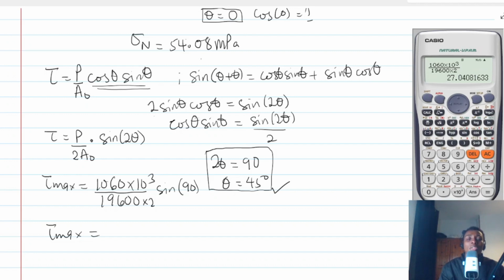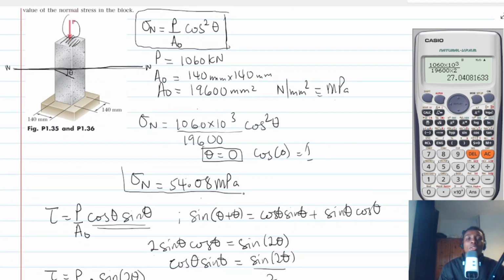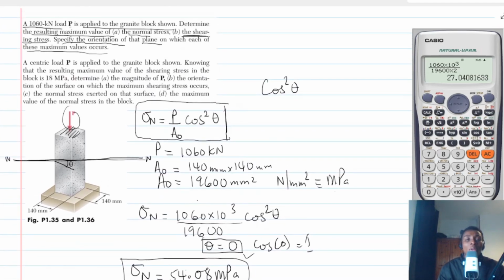The maximum value of the shearing stress is 27.04 megapascal, and it occurs at theta equals 45. The maximum value of the normal stress is 54.08 megapascals, and it occurs at theta equals 0. So this problem has been solved. Now let's look at the second part of the problem.